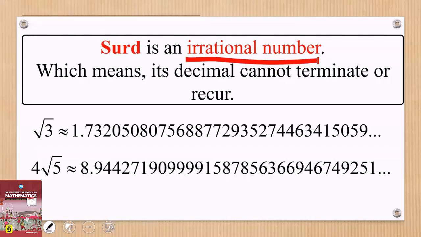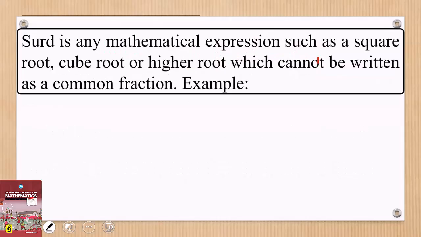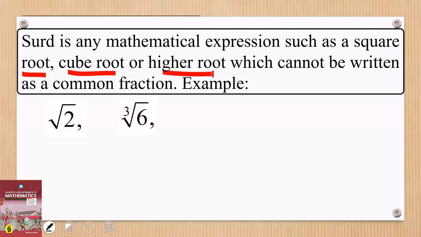And we are saying a set is an irrational number because sets are numbers that are put under square root, which gives you a non-terminating or non-repeating decimal. So 4√5 is a set. Again, in mathematics, any expression such as square root, cube root, or higher root, which cannot be written as a common fraction, is called a set. So √2, cube root of 6, 2√3, √7 plus 2, all these are considered as sets.